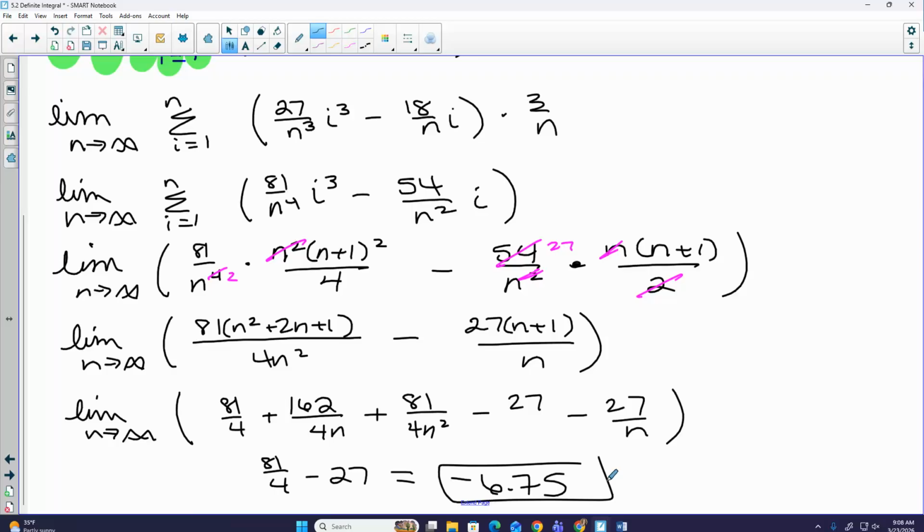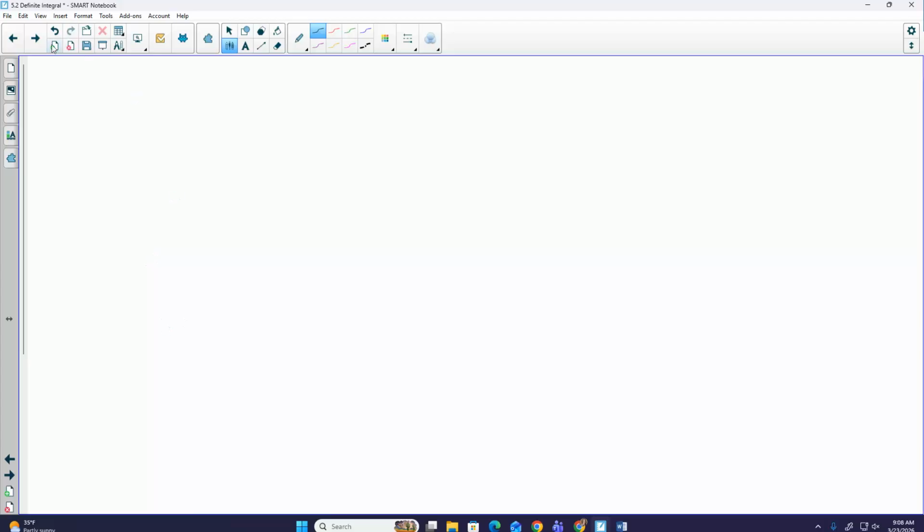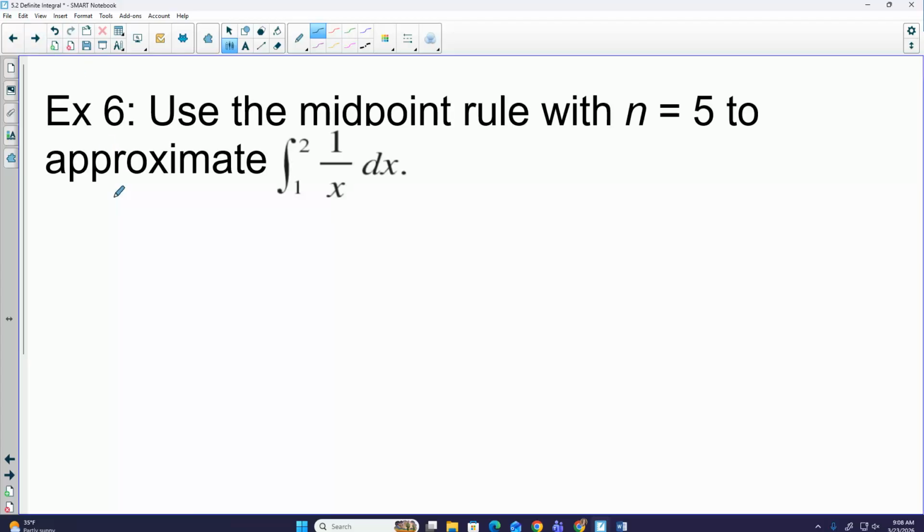I'm going to do one more example for today, just one more practicing setting up a midpoint rule. n is 5, and I want to use that to approximate the integral from 1 to 2 of 1 over x dx. If I were really trying to find it, I would have to do the limit as the number of rectangles approaches infinity. But I'm approximating it using 5 rectangles. My change in x will be what? It's your ending minus your beginning divided by the number of rectangles. So 1/5 or 0.2, whichever you want to plug in.